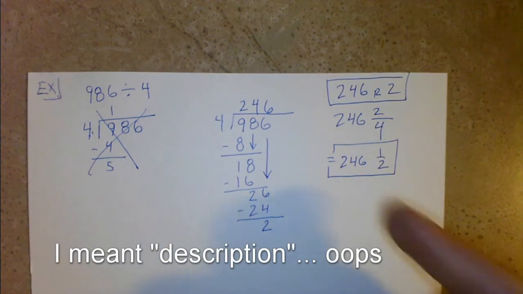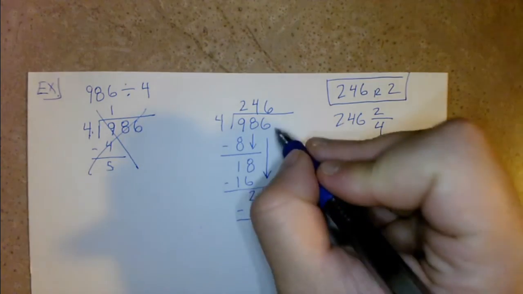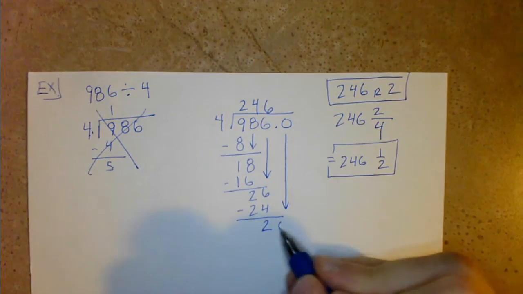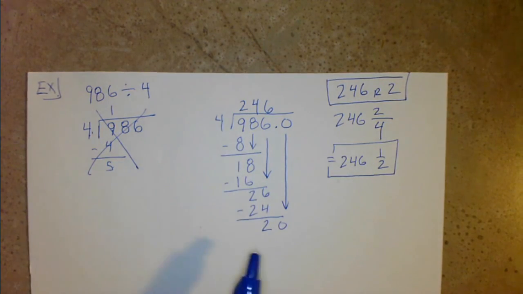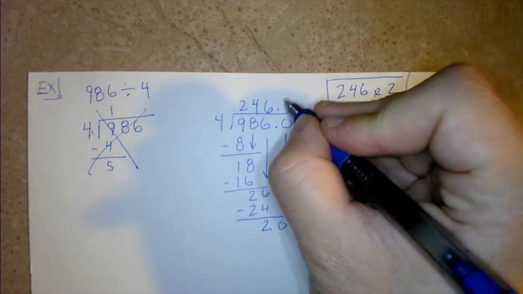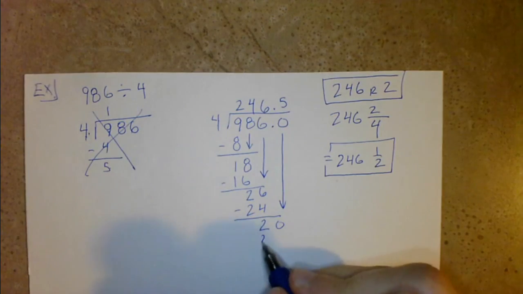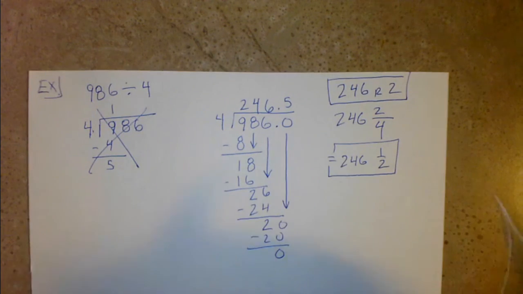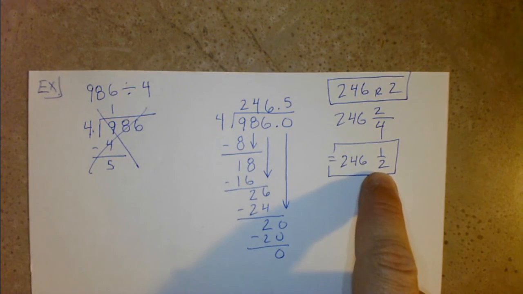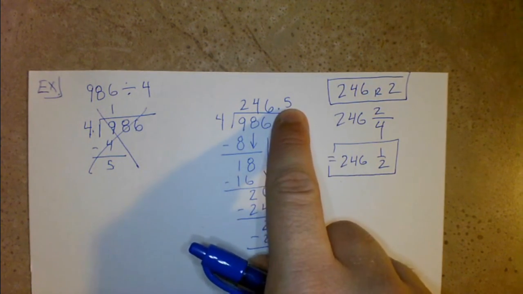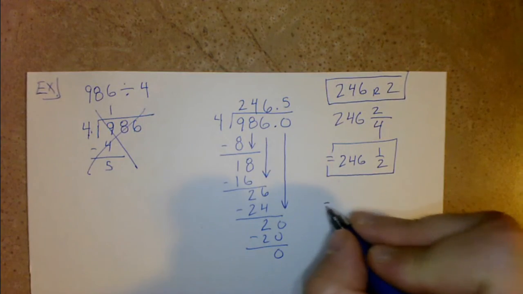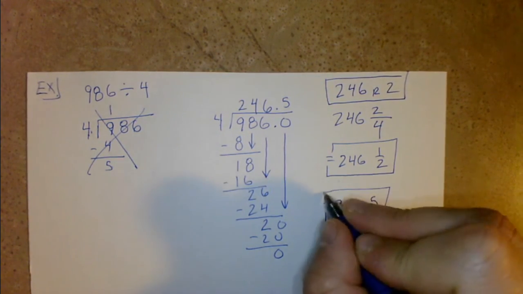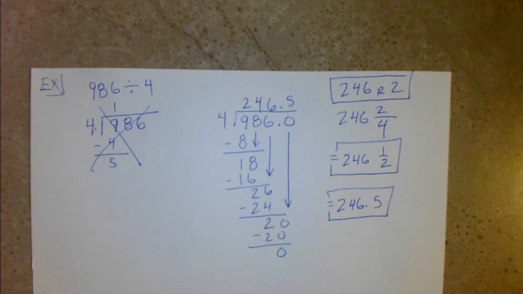And then finally, if you wanted to represent this as a decimal, I'll just continue this process. Bring down the 0. How many times does 4 go into 20? That happens 5 times. 5 times 4 is 20. Subtract these, I get 0. No more remainders. And hey, look at that. 1/2 we know is 0.5. So these answers do in fact match. You can write this as 246.5 as a decimal if you like.